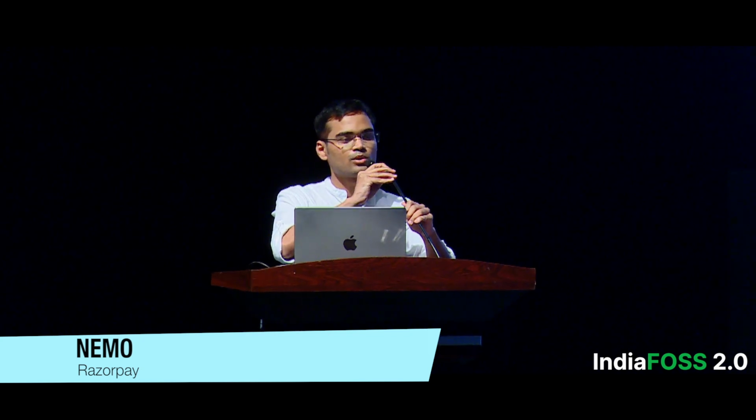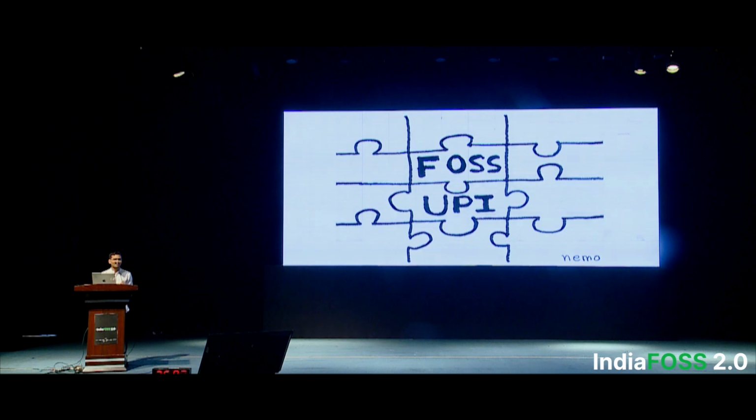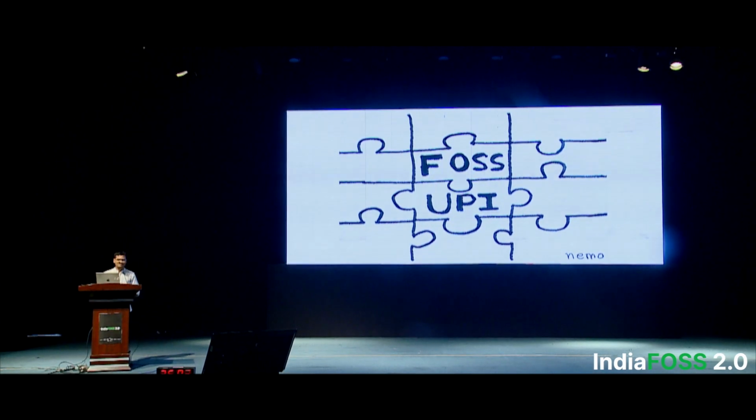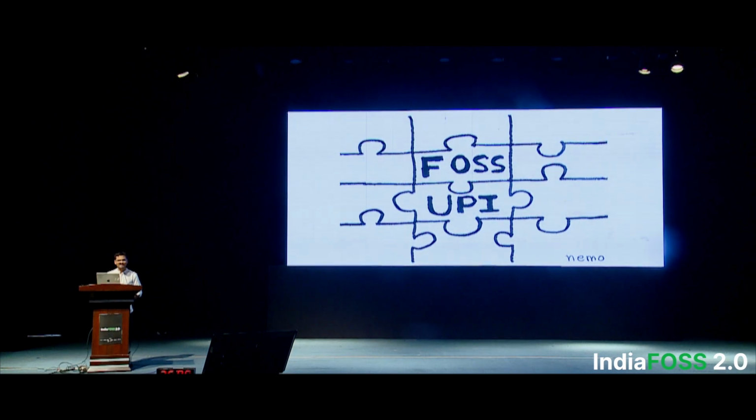I'm here to talk about building a roadmap for a FOSS UPI application. This is a project dear to my heart. I want to be able to control my own money on my own terms with my own code. And there's something that's not easily doable currently.